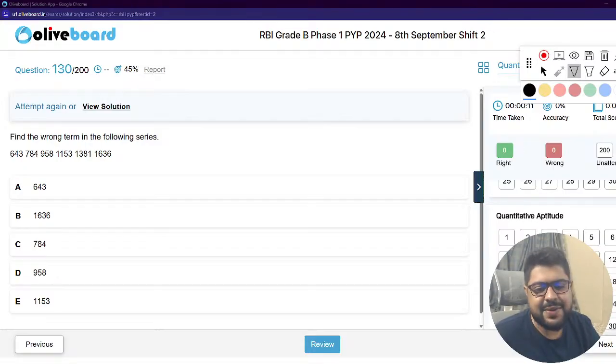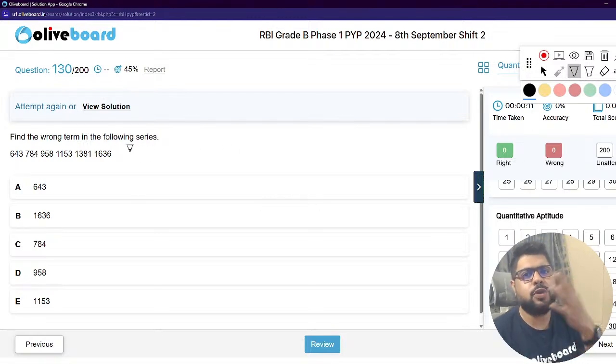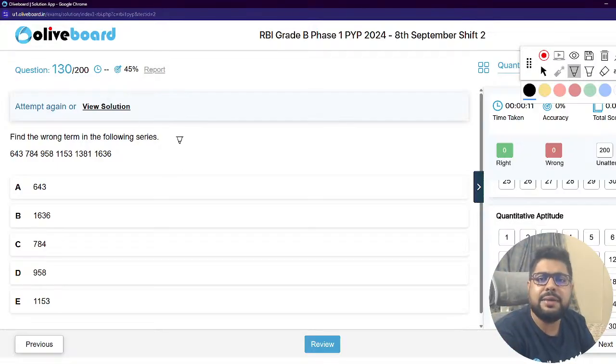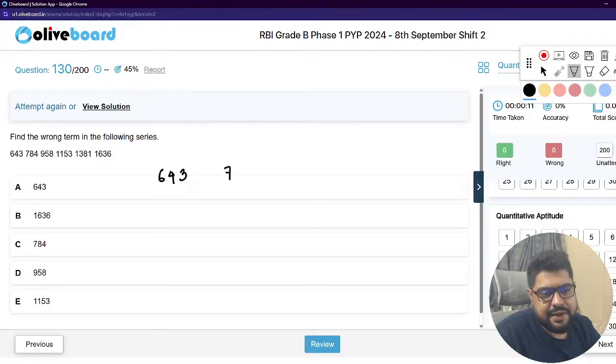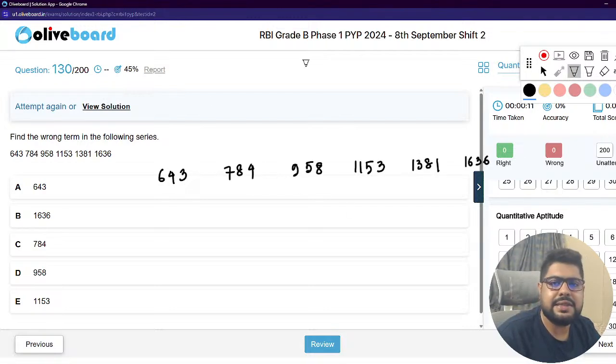So generally the thumb rule is if the numbers are double or more than double, then we think there might be some multiplication going on. Exceptions are there. I'm not saying this will happen 100 upon 100 times, but generally if there is something less than double, it is better to go with normal difference. ठीक है, 643, 784, 958, 1153, 1381, 1636. These are the given terms.